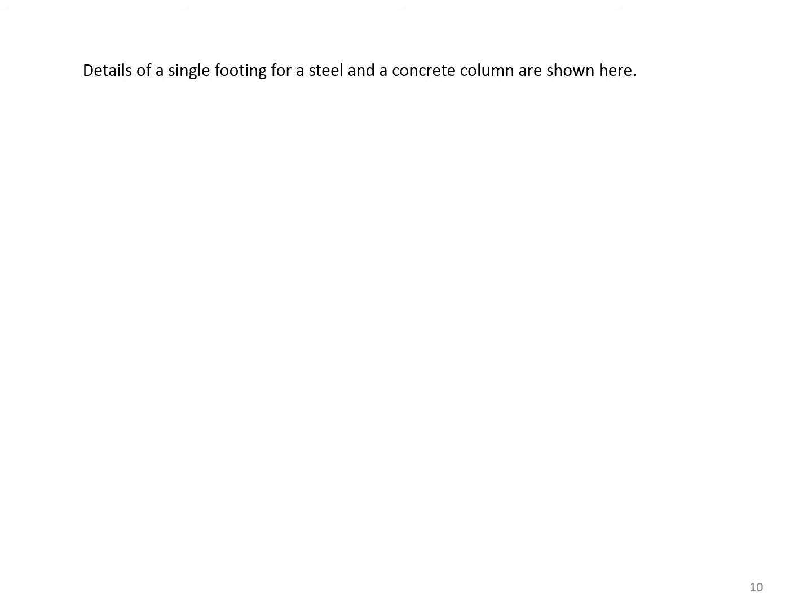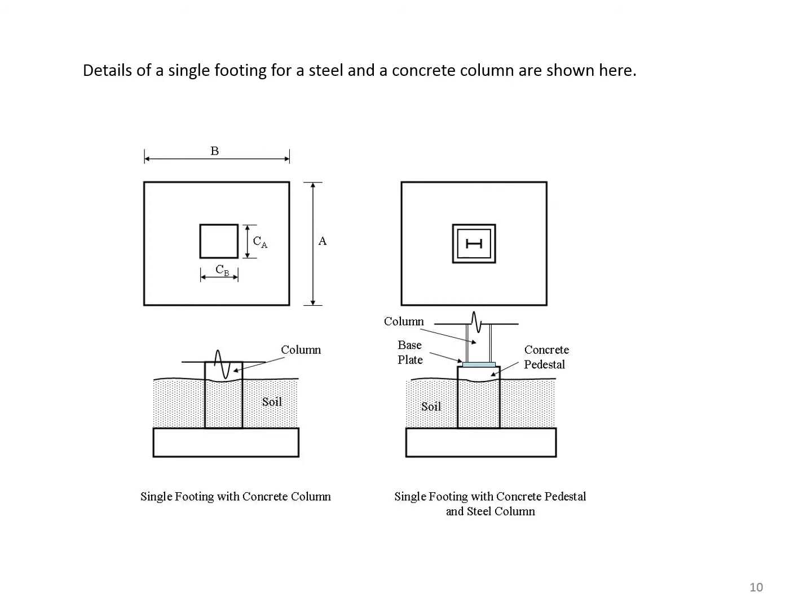Details of a single footing for a steel and a concrete column are shown in here. The figure to the left shown is a concrete column attached to the foundation. The upper portion is a plan, the lower portion is a cross section. You notice that in this case, the column is directly attached to the foundation.